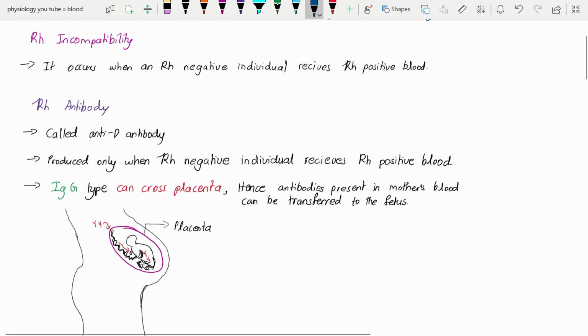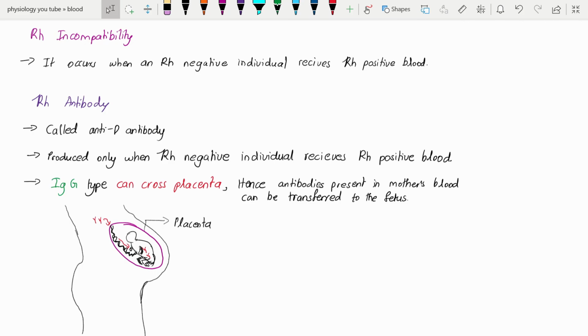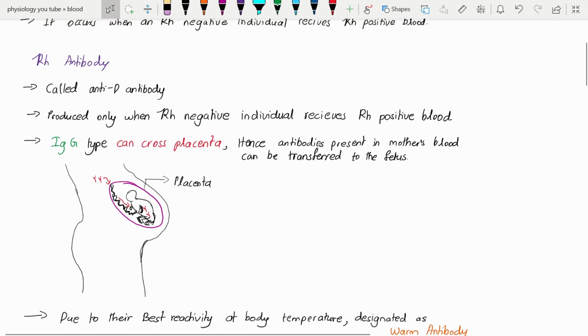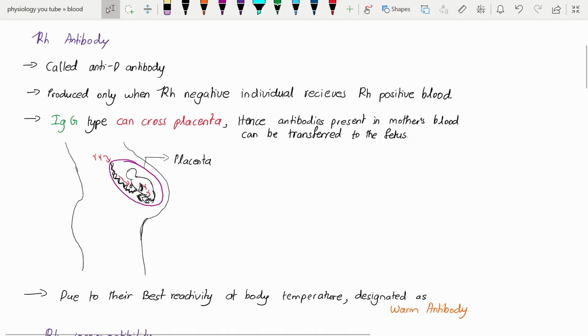fetalis. First, what is Rh incompatibility and when does it happen? It occurs only when you give Rh positive blood to the Rh negative individual. You can also say when an Rh negative individual receives the Rh positive blood. So firstly we will go with the antibodies.